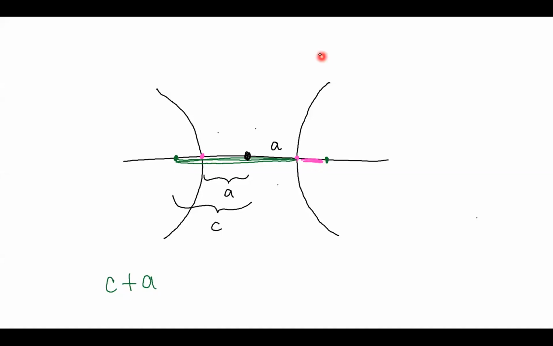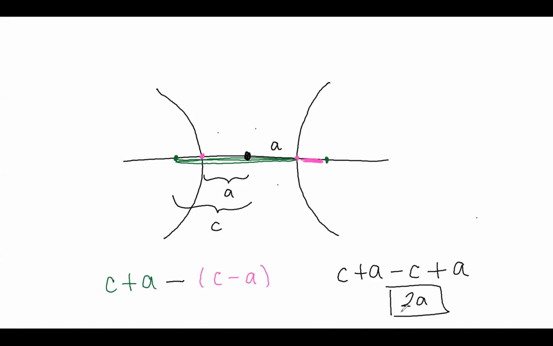And I'm trying to find the difference between these two. I'm saying that that's the common difference. It's going to be the same for any point on the hyperbola. Well, simplifying this, C plus A minus (C minus A), I end up getting 2A. 2A is the common difference between any of the points on the hyperbola, no matter where we are.